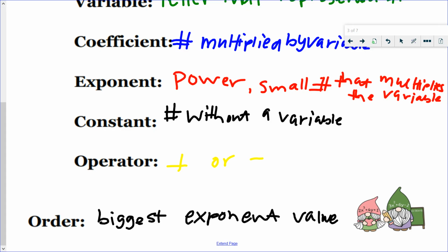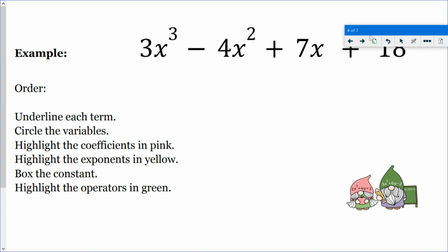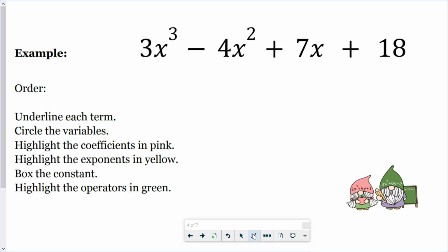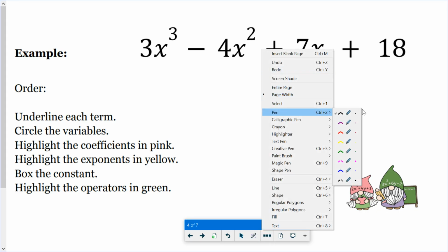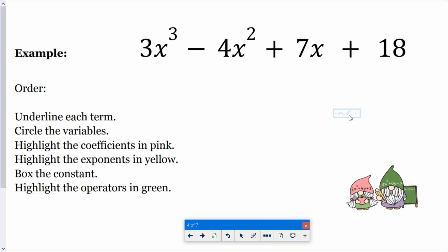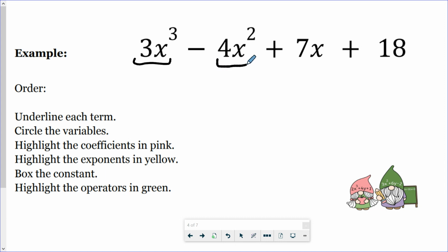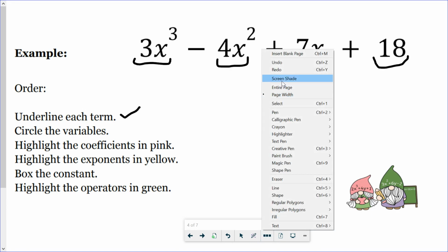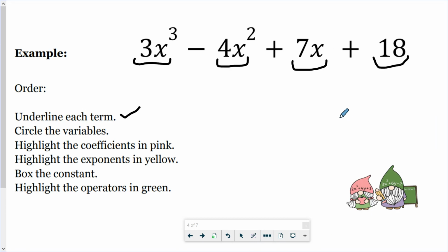All right, so let's look at an example here. We're going to go through and identify some of these key pieces just like we just did. I'm going to start with underlining each term, looking at what are those things that are separated out by a plus and a minus sign. Okay, so I'm underlining my terms. Now I'm going to circle my variables. Variables, remember, are our letters. I'm going to circle this x, and I'm not circling anything else other than the letter itself.